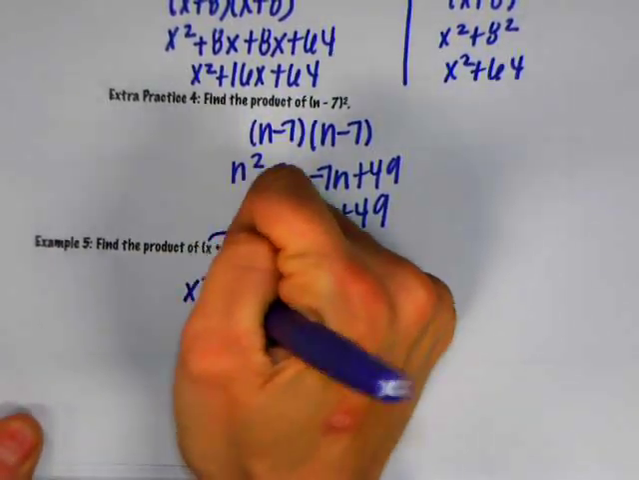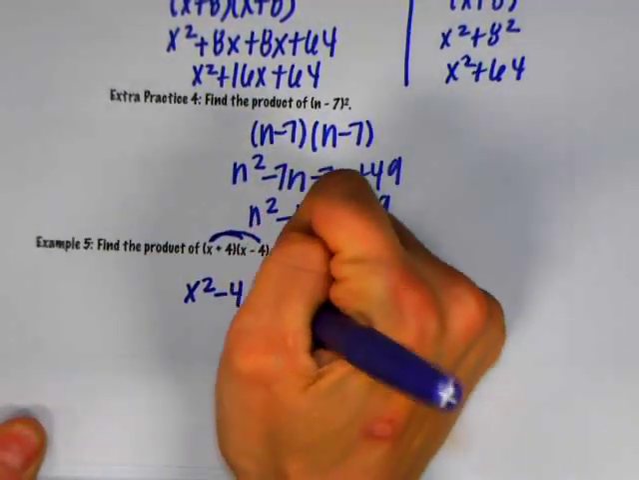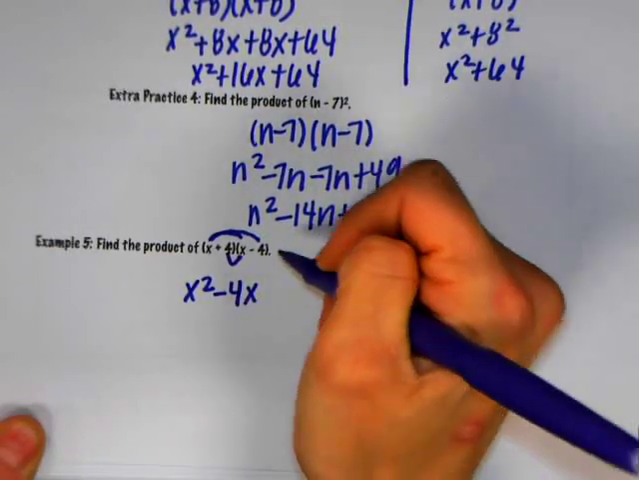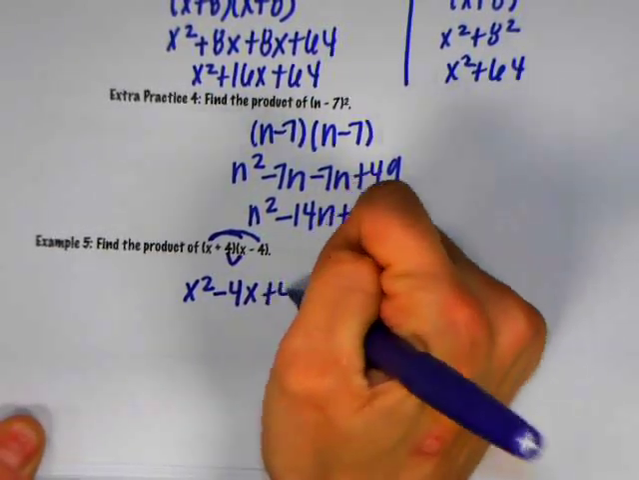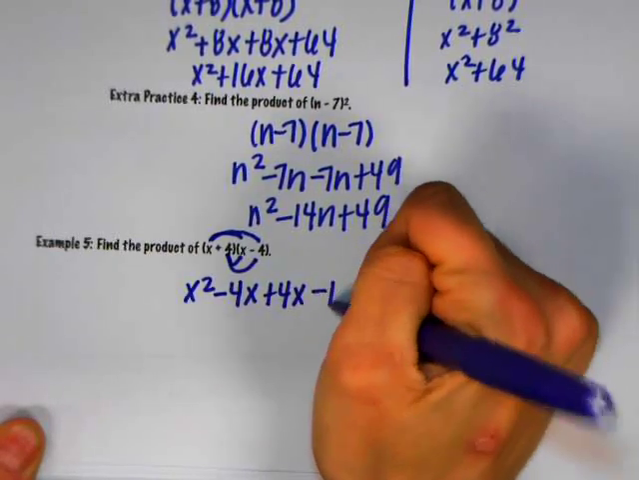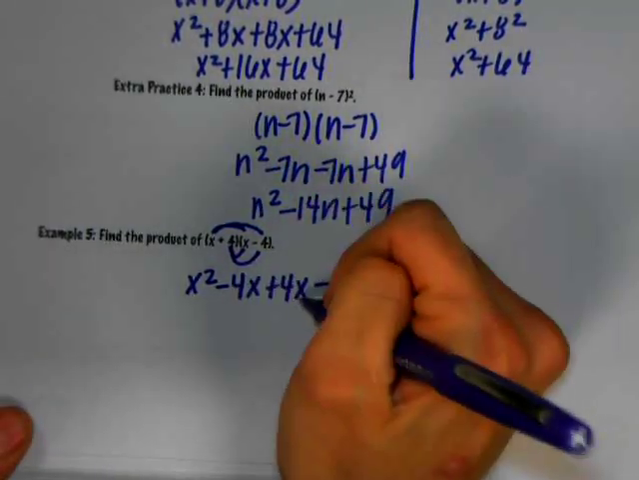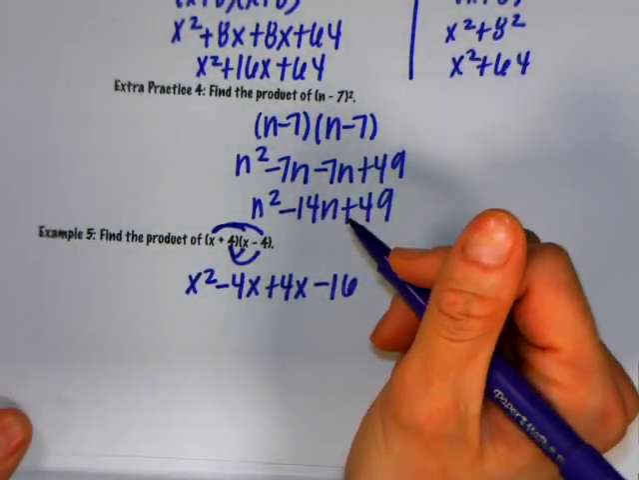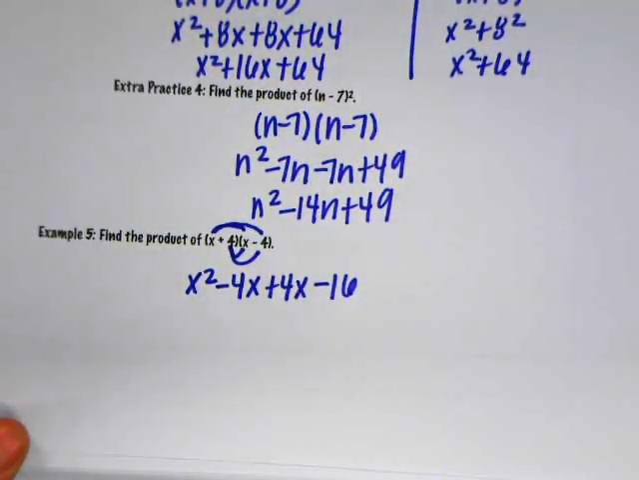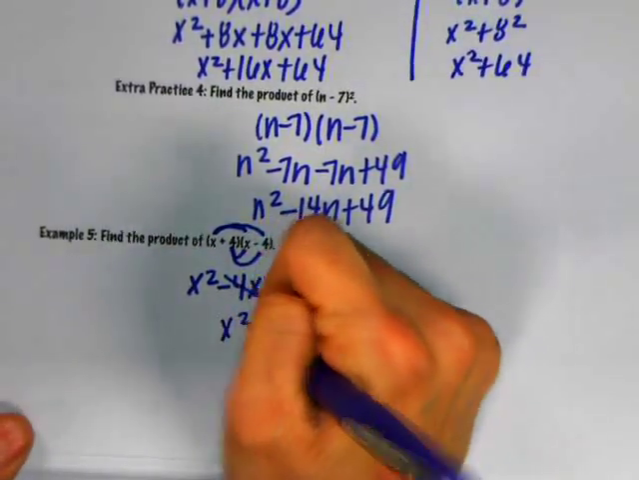Yep, x squared. X times negative 4, negative 4x. 4 times x, 4x. And then 4 times negative 4, negative 16. Okay, and then what's negative 4x plus 4x? 0. So I do not want to see anybody writing 0x, okay? If it cancels, cancel it. Let it be gone. So it's going to be x squared minus 16.